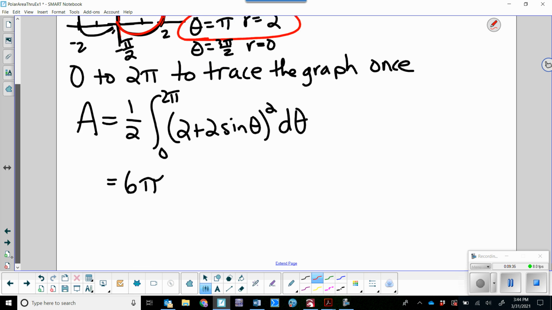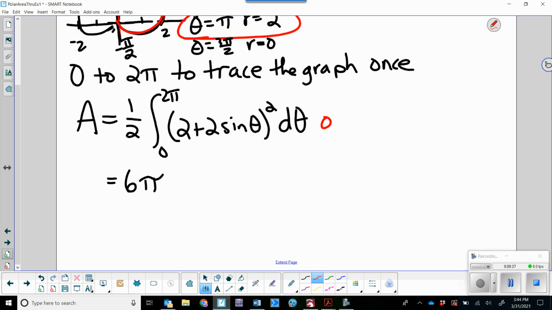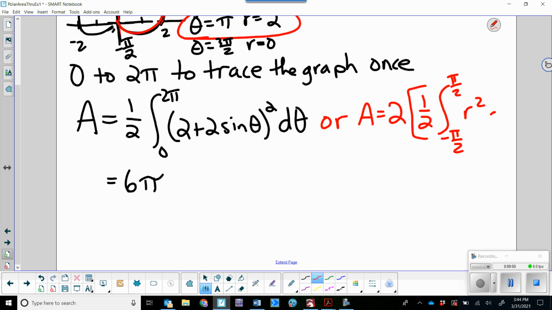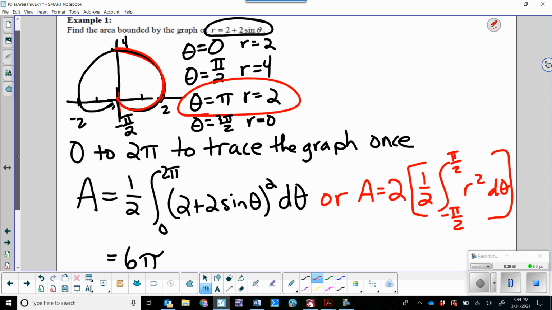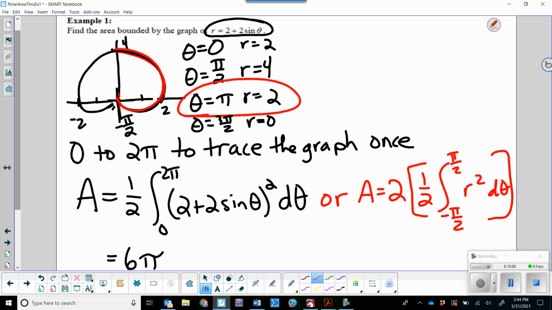So an alternate way I could do this is using symmetry. I could do area equals 2 times 1/2 of the integral from negative pi over 2 to pi over 2 of that r squared d theta. So I could also use symmetry. The caution I will give you is you can't call that 3 pi over 2. You have to call it negative pi over 2, because it has to go from smallest to largest. So there's some caution in that. You'll see that in some other examples.